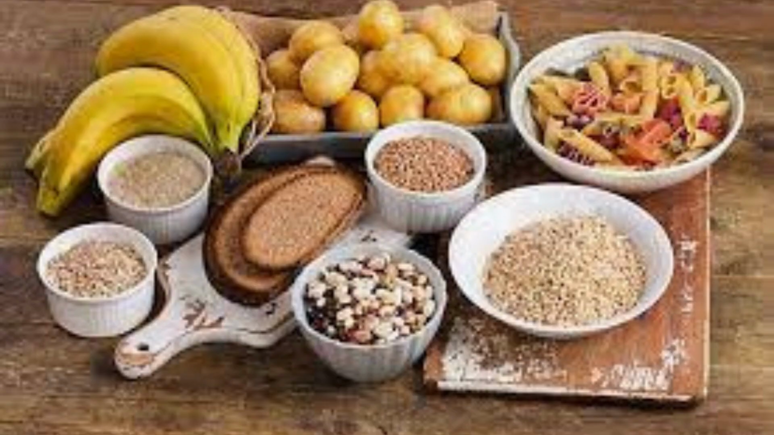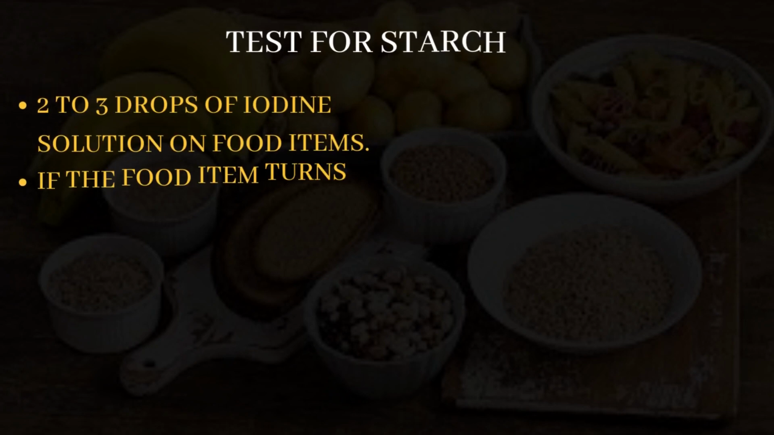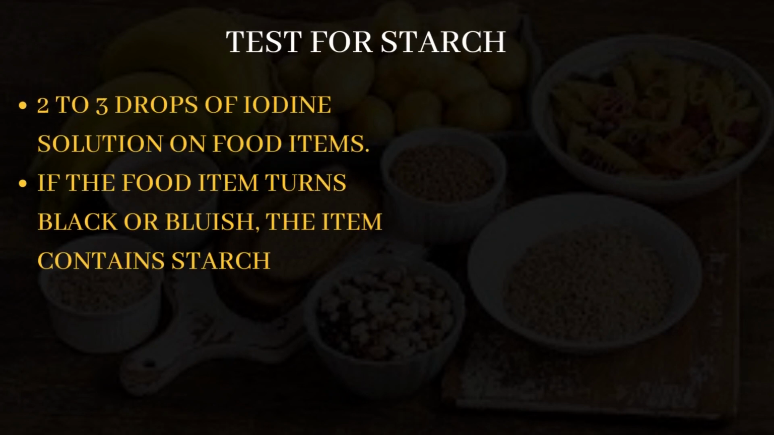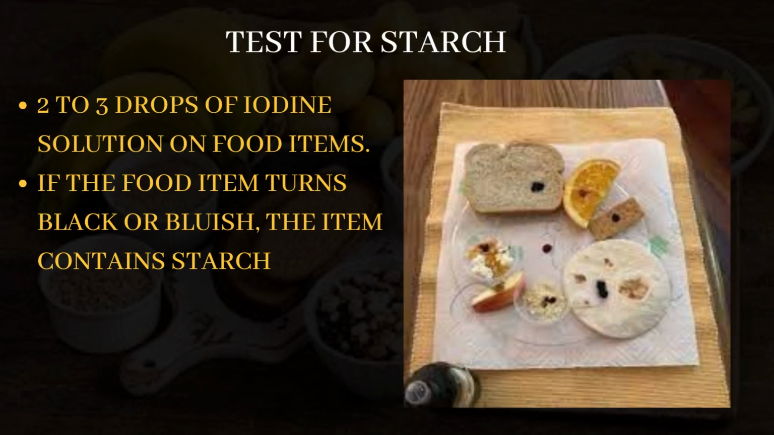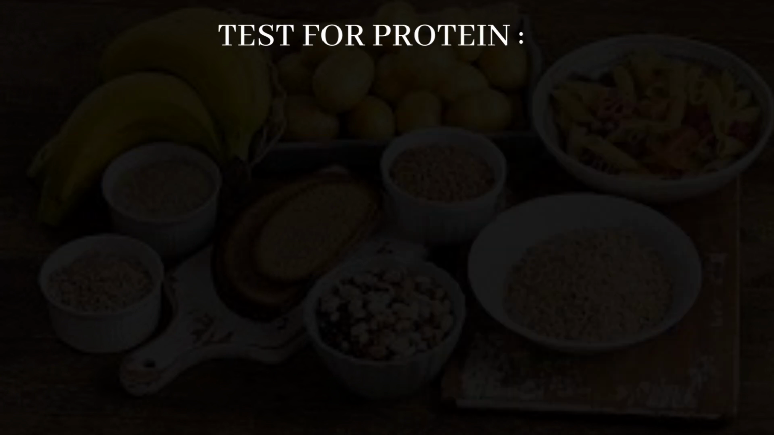Carbohydrates are of different types such as starch and sugars. We can easily test if a food item contains starch or not. Test for starch. Putting 2 to 3 drops of iodine solution on food items shows whether they contain starch or not. If the food items turn blue-black, then the food items contain starch.